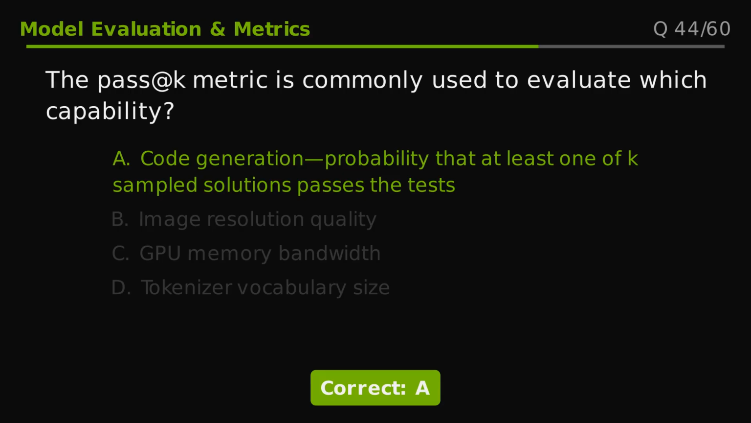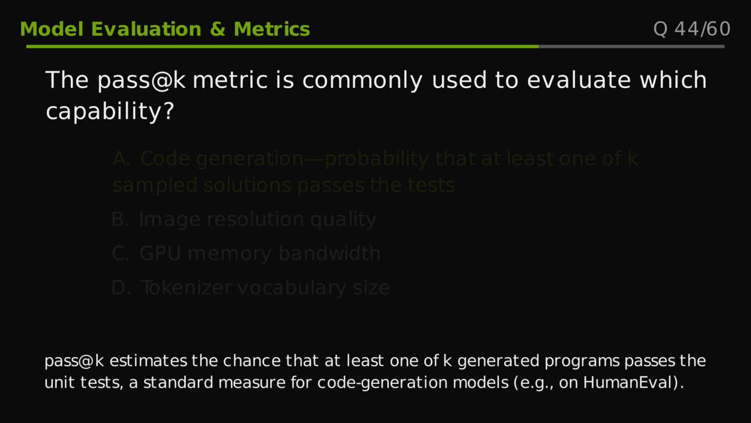The correct answer is A. Pass@k estimates the chance that at least one of k generated programs passes the unit tests, a standard measure for code generation models, for example on HumanEval.